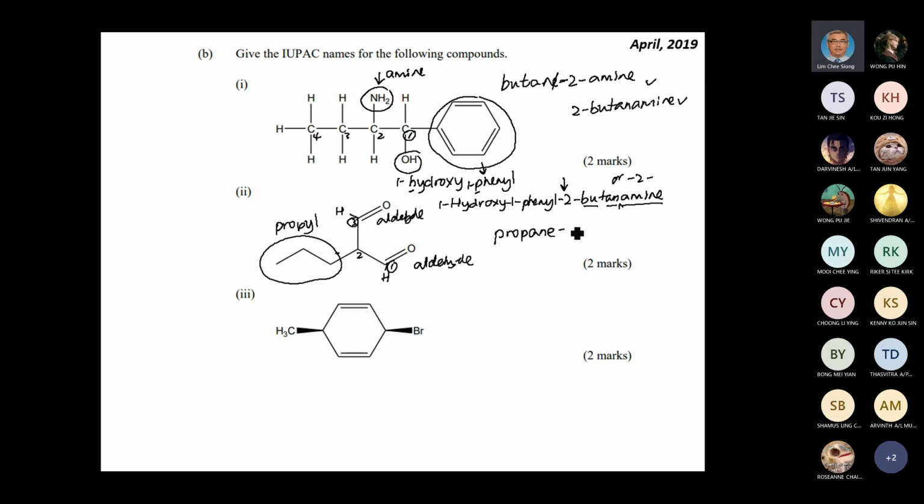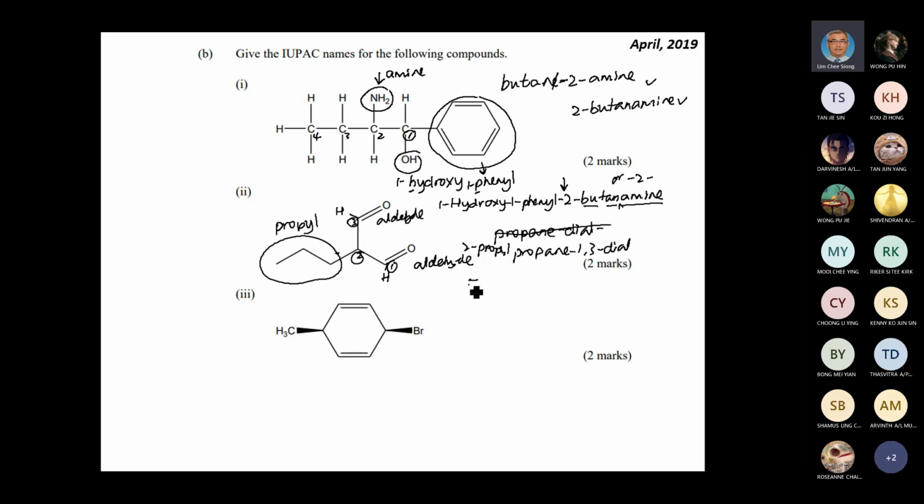Okay, then carbon number 1 and carbon number 3, which is located for dial. So normally aldehyde is a terminal group. We won't give any number. You just put propane followed by dial. But some students, they say, Mr. Lim, if let's say I put propane 1,3-diol, can or cannot? Will be accepted. Okay, 1,3 and followed by propyl, carbon number 2. So we put the name 2-propyl.